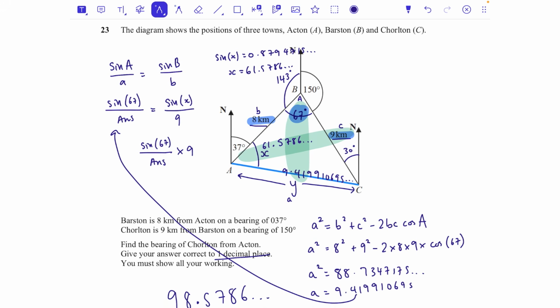Very tricky as the last question, but hopefully you were able to follow along. This was the cosine rule down here, and this was the sine rule up here. So if either of those weren't clear, that would be something to add to your revision list.